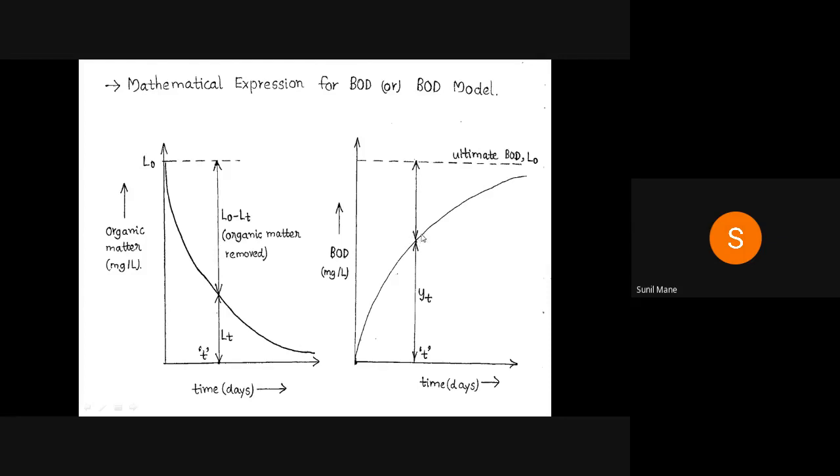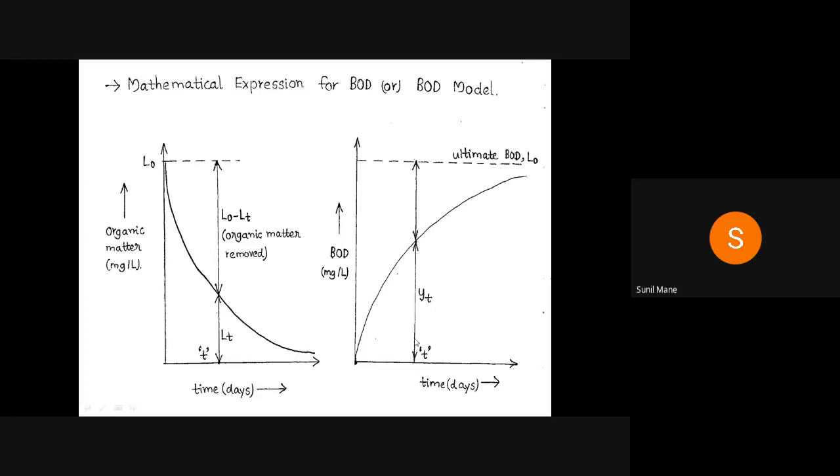Again, as the organic matter is consumed, the further demand of oxygen would be there, and that demand would increase up to the ultimate BOD, right? But we are not going for ultimate BOD. We are going for this particular part, that is at day five. This is the condition.